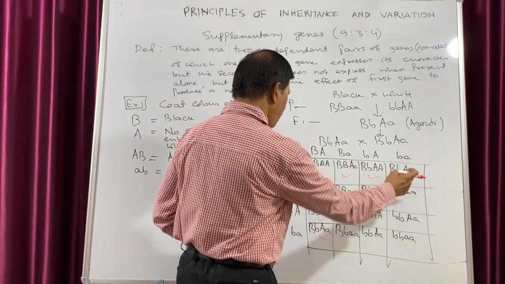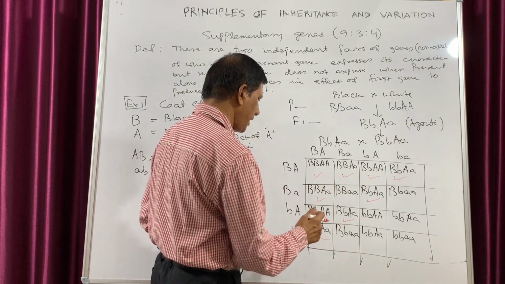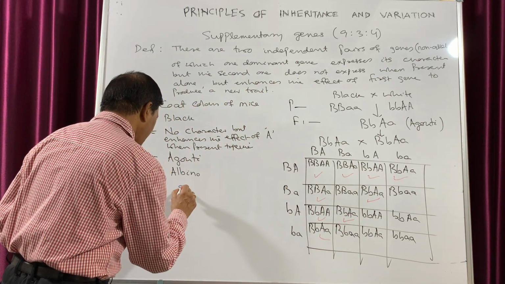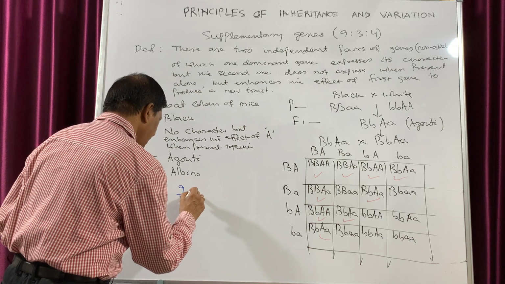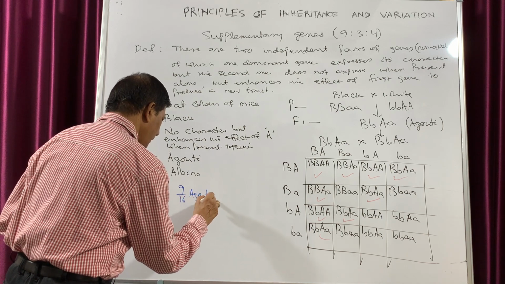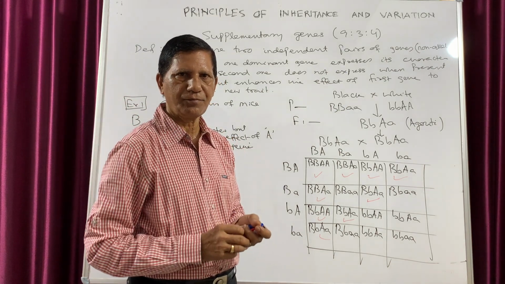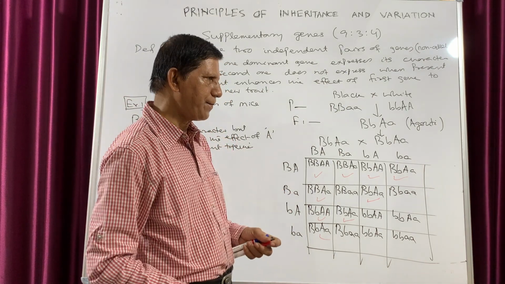1, 2, 3, 4, 5, 6, 7, 8, 9. That means in these 9 cases, in the 9 by 16 cases, the color will be Agouti, because both the dominant genes are present. That is Agouti.